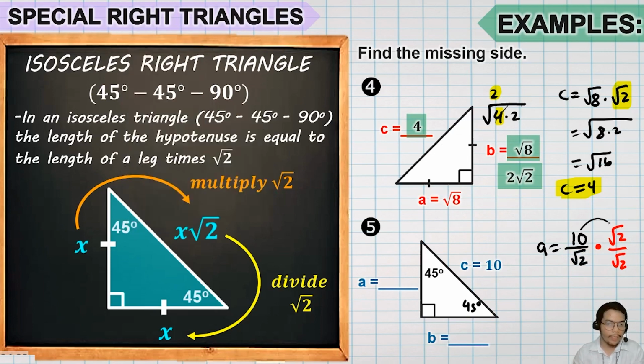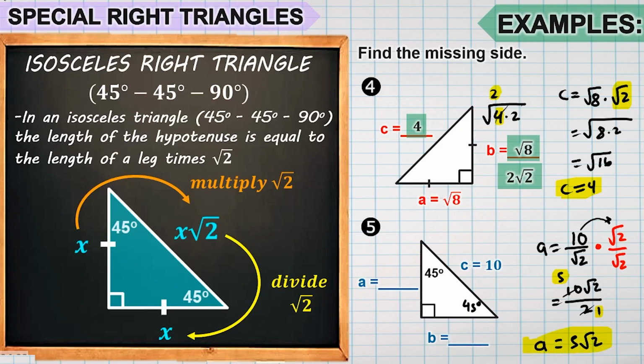taas times taas, 10 times square root of 2. This is equal to 10 square root of 2 over, ayan. Square root of 2 times square root of 2, that's gonna be equal to square root of 4 or just equal to 2. So, this is gonna be equal to 10 square root of 2 over 2, but we can still divide 10 and 2. 10 divided by 2 is 5. Therefore, ito matitira dito ay 1 na lang. So, therefore, the value of one of the legs is gonna be equal to 5 square root of 2.